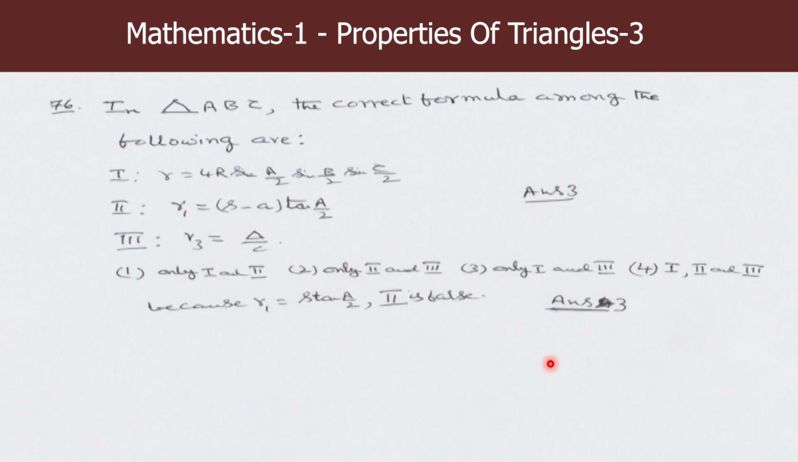In triangle ABC, the correct formulas among the following are: 1, small r is equal to 4R sin A by 2 sin B by 2 sin C by 2; 2, r1 is equal to s minus a tan A by 2; 3, r3 is equal to delta by a. The options are: only 1 and 2 are true, only 2 and 3 are true, only 1 and 3 are true, and all are true.